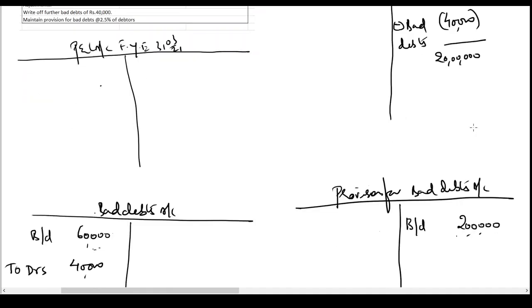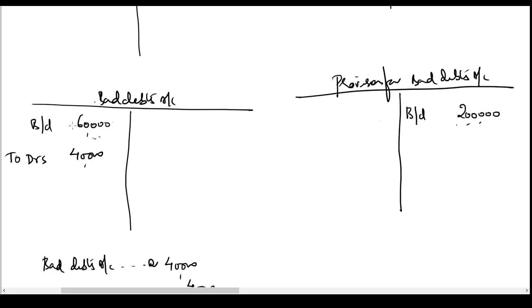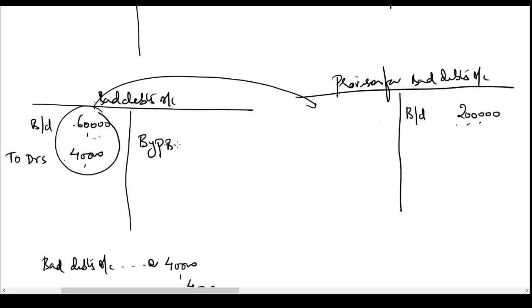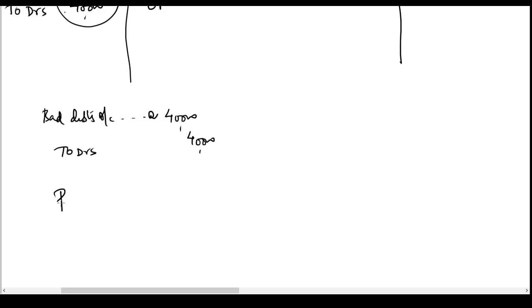Now the question arises, what do I do with this loss of 60,000 and 40,000, 1 lakh loss? This loss has to be transferred to the provision for bad debts. I close the bad debts account by writing by provision for bad debts here 1 lakh. I'm passing the entry provision for bad debts account debit to bad debts. So in provision for bad debts, I'll write to bad debts 1 lakh. With this the account gets closed. I'll write down the entry for the sake of convenience. Provision for bad debts account to bad debts.